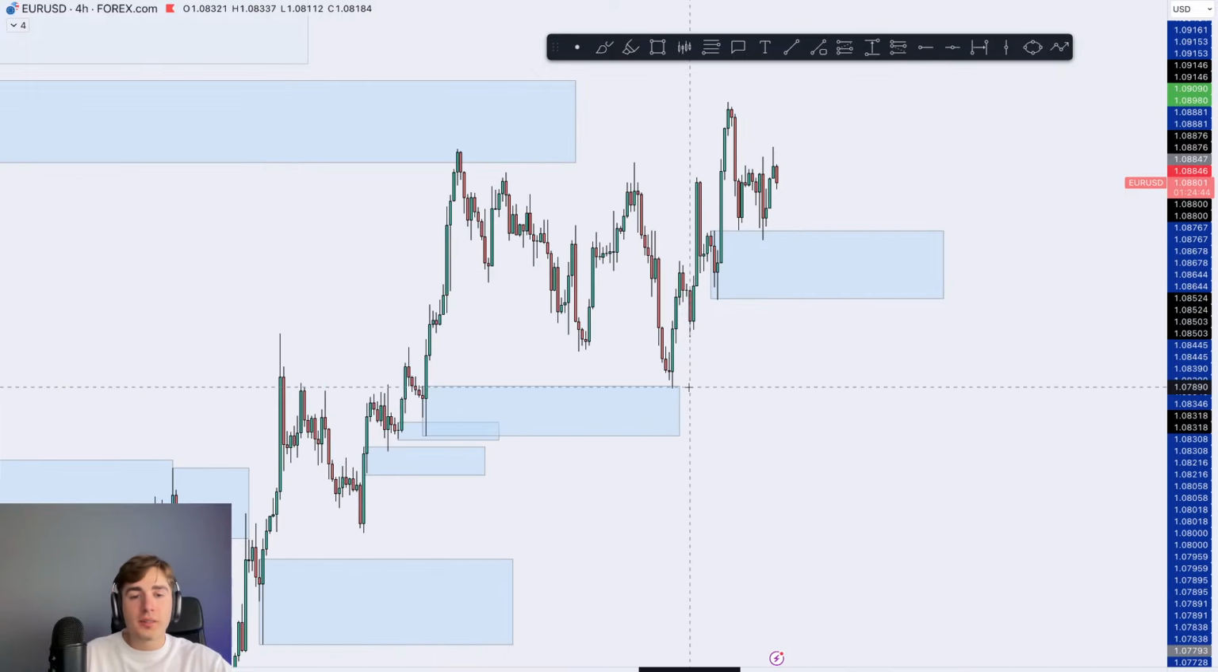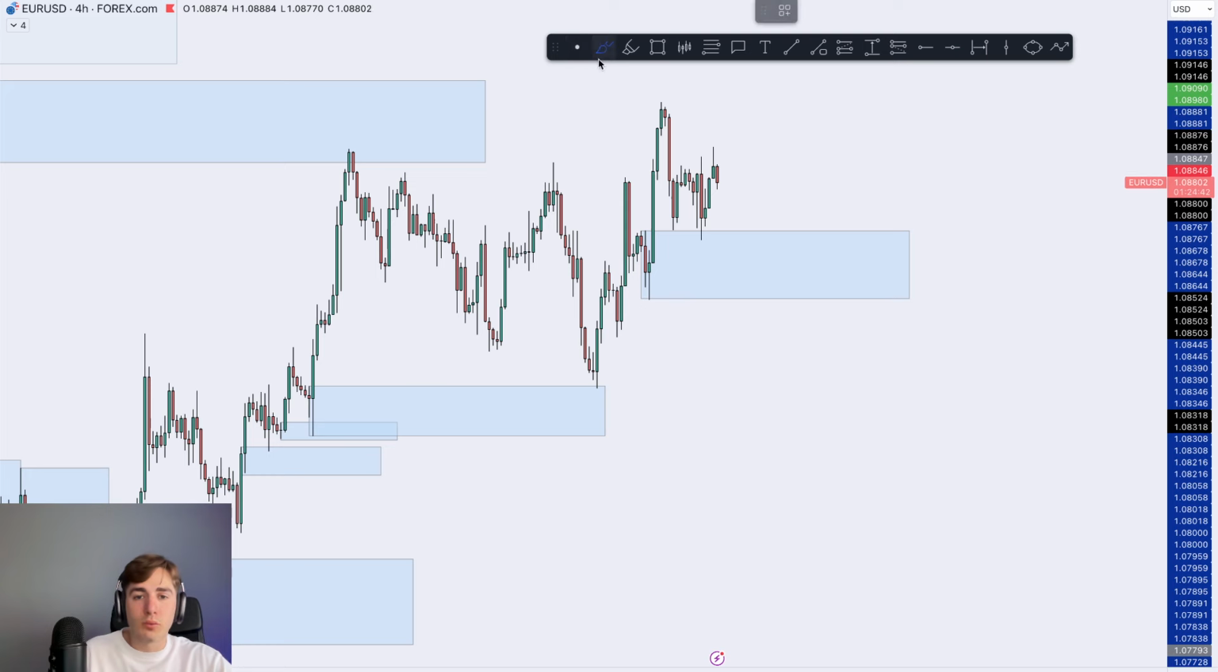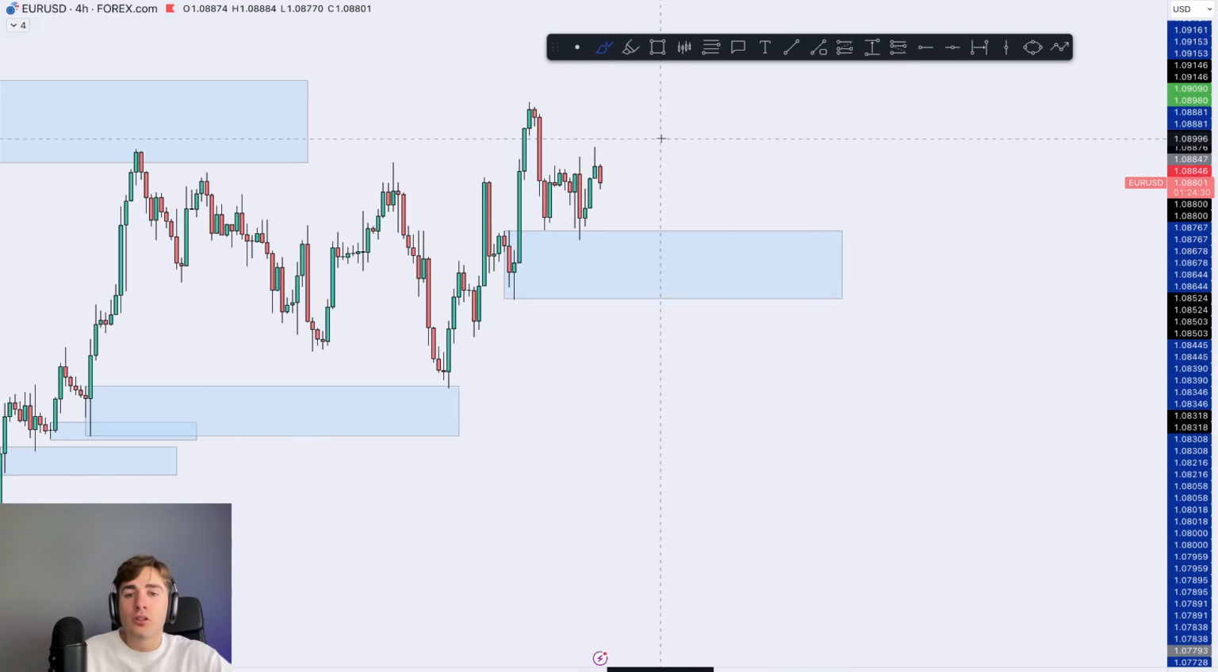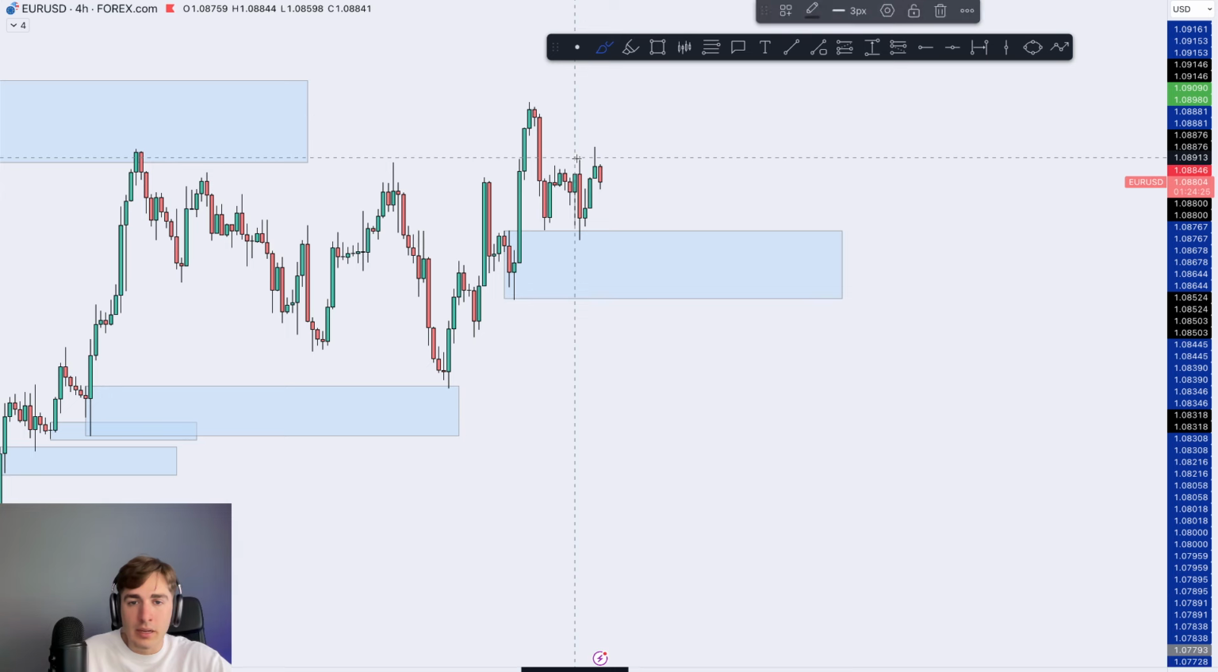So EURUSD has retraced back in towards that area of demand, which we highlighted on Monday. Yesterday I was traveling, hence why there was no video. But as we can see, we clearly tapped back in towards that area of demand from where we reversed back in towards the upside. Now, EURUSD has changed its fractal structure here on the 4-hour time frame by breaking this fractal high over here.